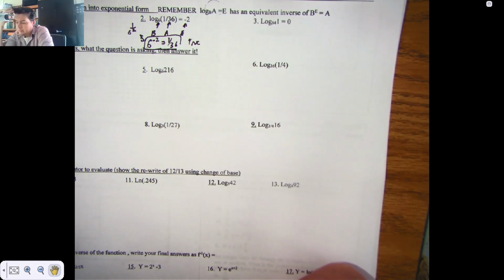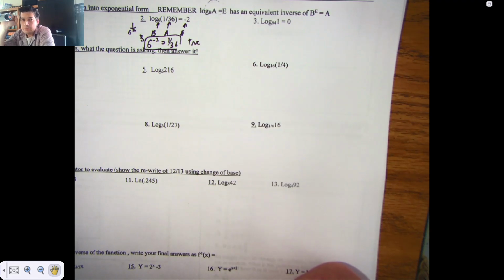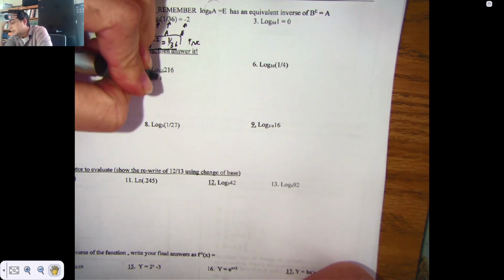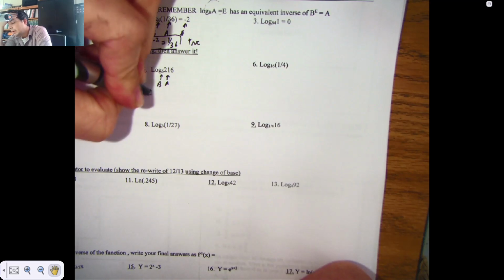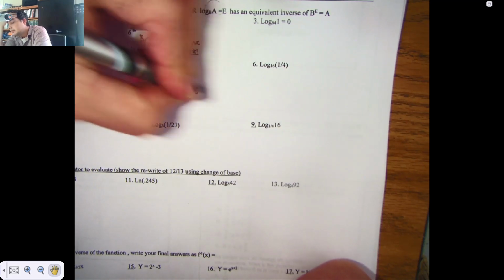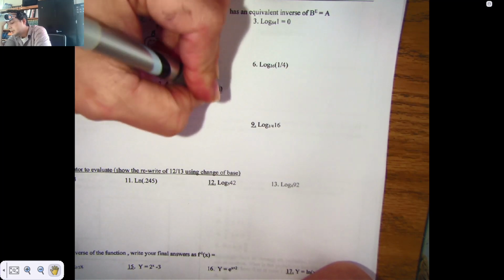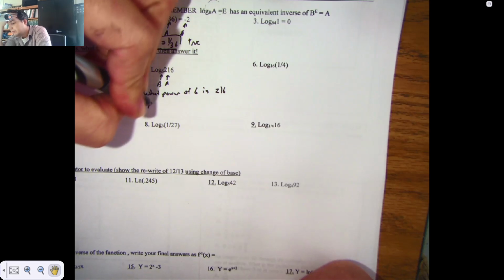I mean, when you get down to the next part, it literally says explain in words what the question is asking and then answer it. Remember, this is your base and this is your answer. All right? This is legit asking what power of 6 is 216? And the power is 3.